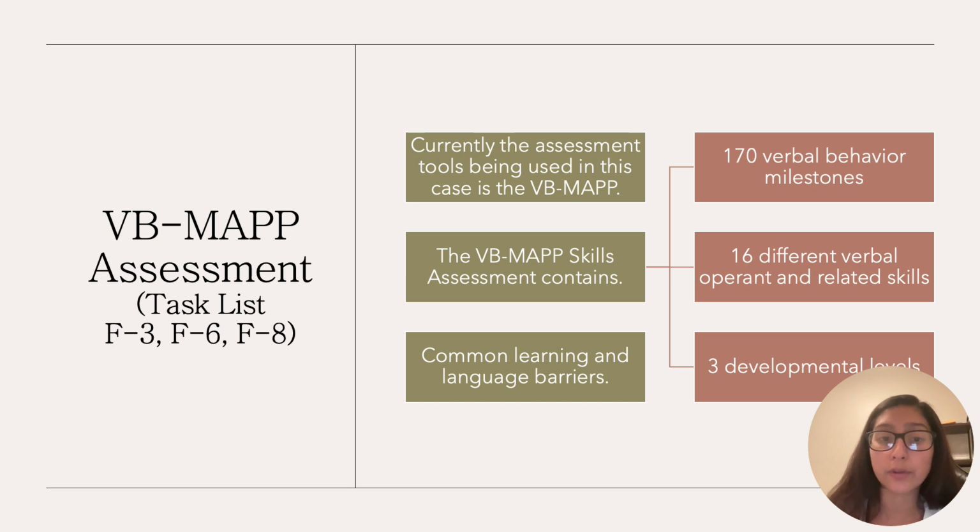Common learning and language barriers include instructional control, behavior problems, defective mands, defective tacts, defective motor imitation, defective echoics, defective matching to sample, defective listener response repertoires, defective intraverbals, defective play and social skills, prompt-dependent, long latencies, scrolling response, defective scanning skills, and failure to make conditional discriminations.